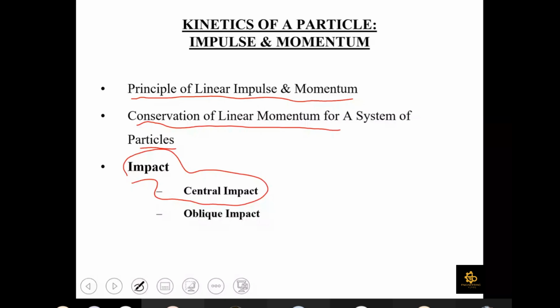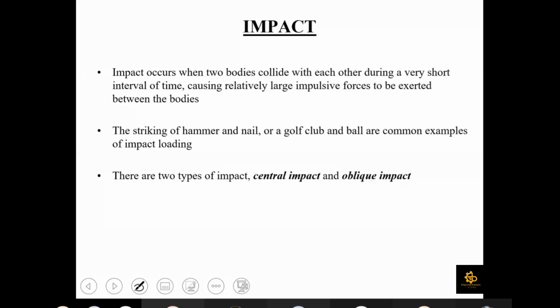However, in actual practice, we can observe that once two particles collide, then after collision, they are going to rebound in different directions with different velocities. So that topic is going to be covered in this impact analysis, which we are going to start today. Okay, so starting with today's topic, which is impact. First of all, let us discuss the definition of impact, the types of impact, and then we will focus on central impact in today's lecture.